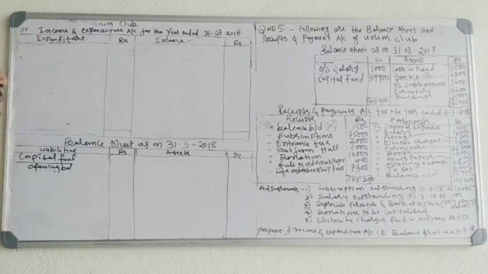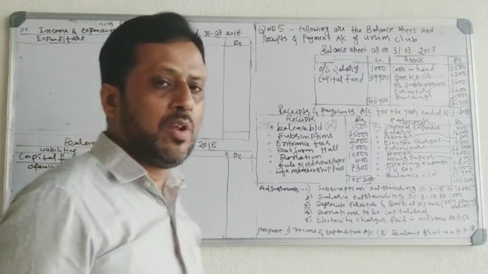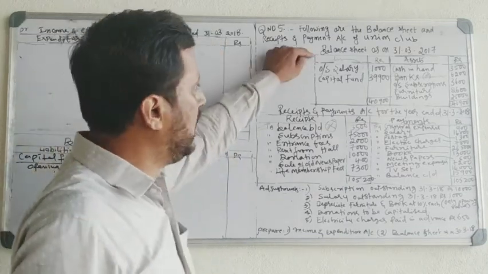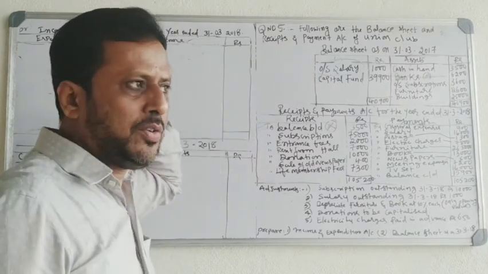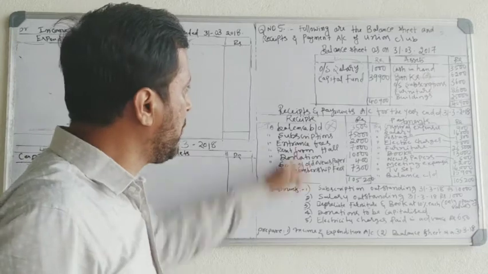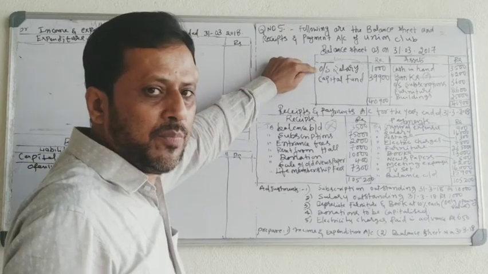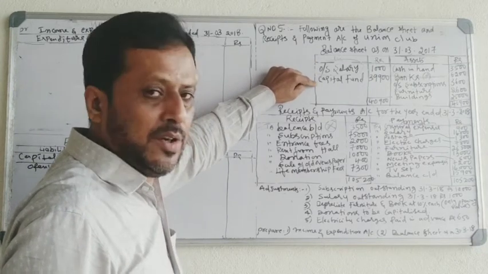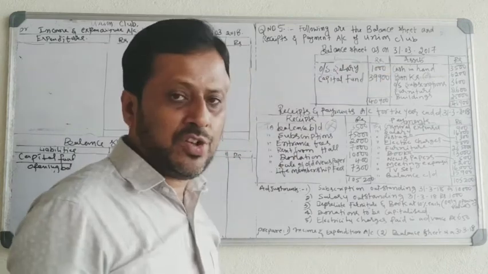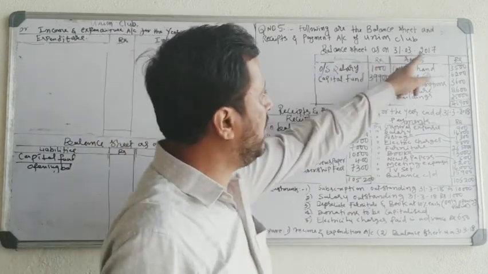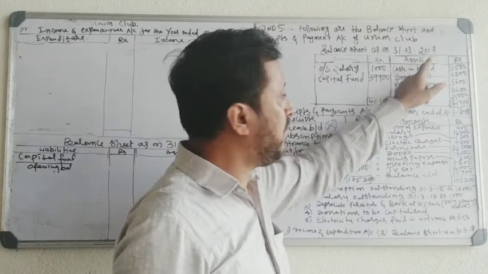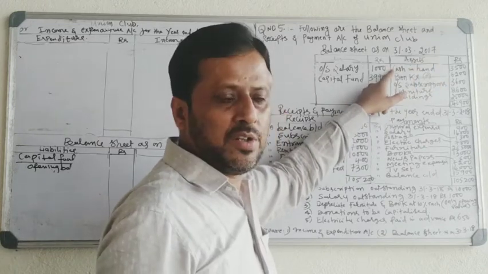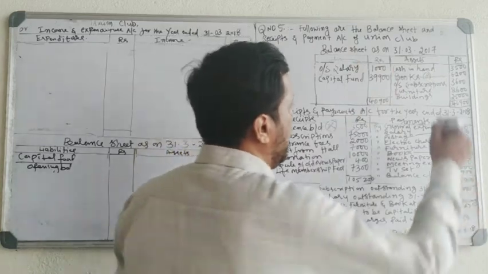Okay. So we'll start with the problem. First, you have to see the last year balance sheet. In the last year balance sheet, you have some outstanding items. Outstanding salary, capital fund, and on the asset side, cash in hand. The balance sheet is as on 2017, so the 2017 cash in hand is given. So this is last year's cash in hand. Don't take it.